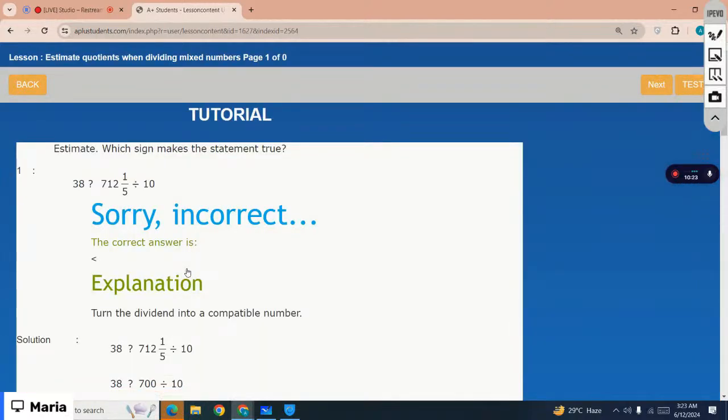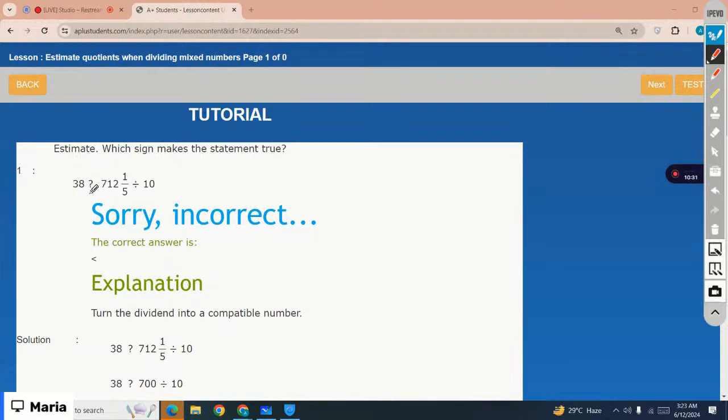Okay, the first example is: estimate which sign makes the statement true. That is 38. You have to see if it is greater or less than 712 whole 1 by 5 divided by 10, right? So you have to estimate. First thing is that you need to convert this mixed number to a whole number by estimating, right? So that is 712 divided by 1 by 5. 1 by 5 is less than 1 by 2, right? That means you need to round it off to 700.